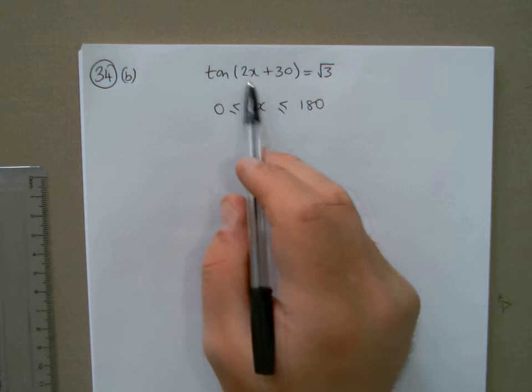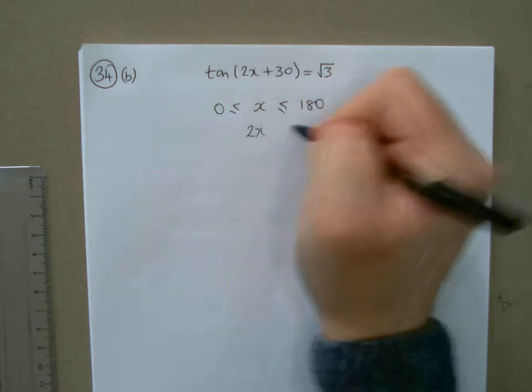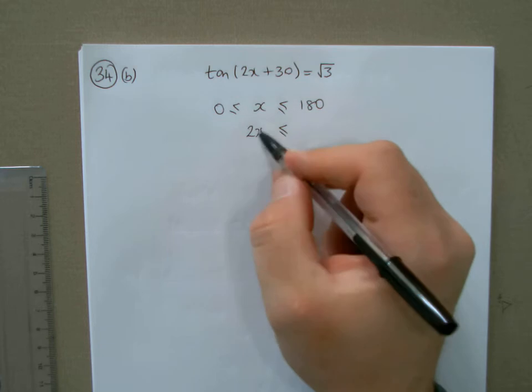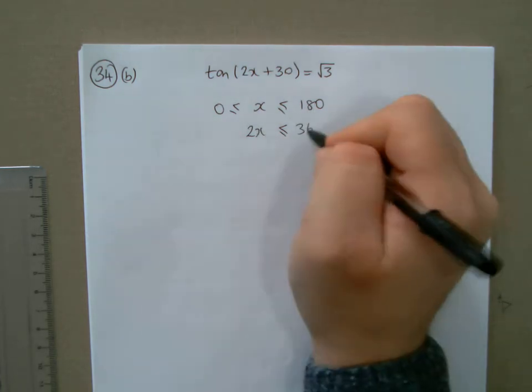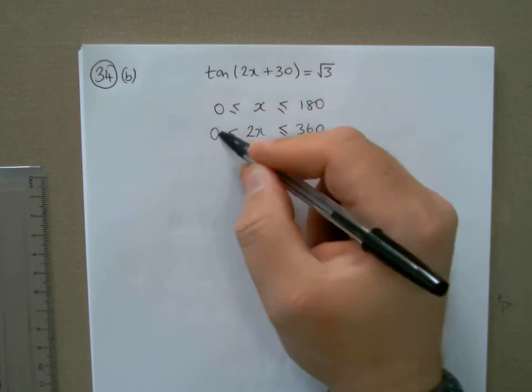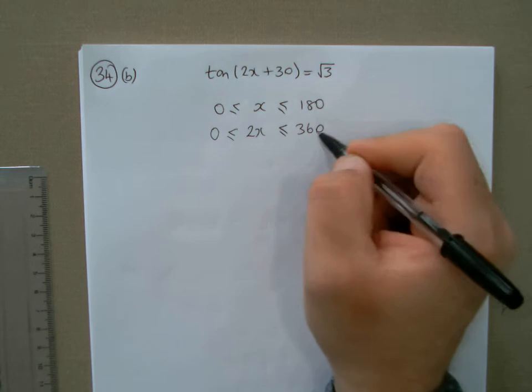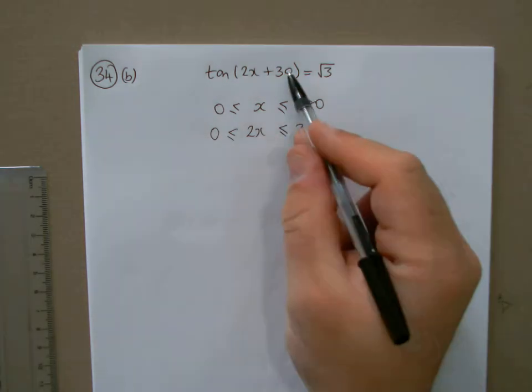It's 2x, isn't it? So we could just change this to 2x to begin with. If you think about it there, you're doubling x, aren't you? To get 2x, you've got to double this as well, and you've got to double that as well. If you double 0, you get 0. Double 180, you get 360. So you've doubled x.